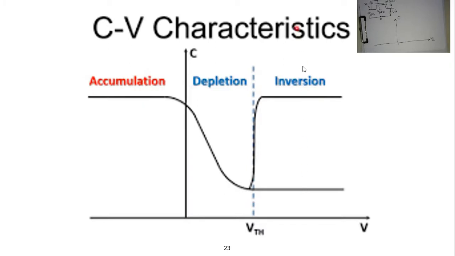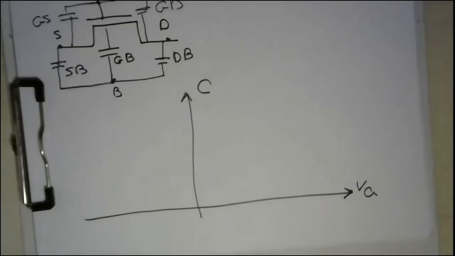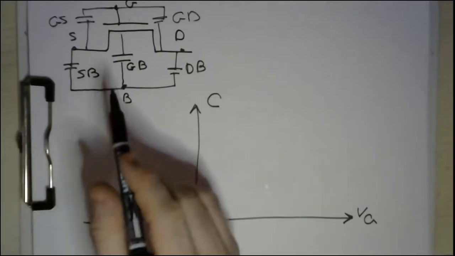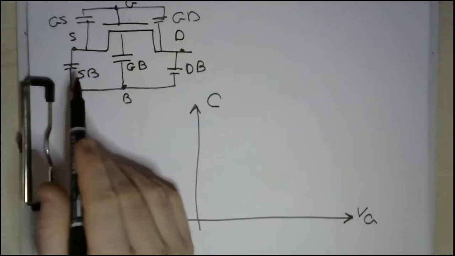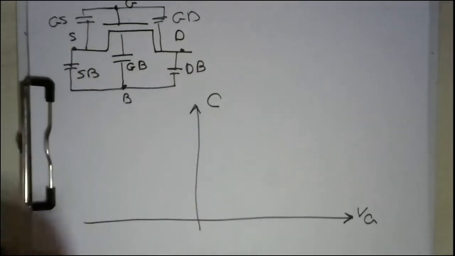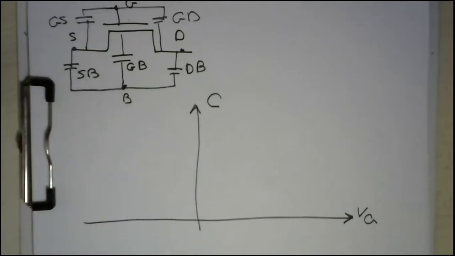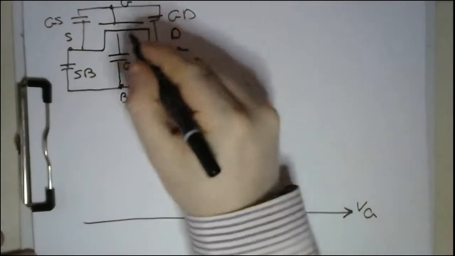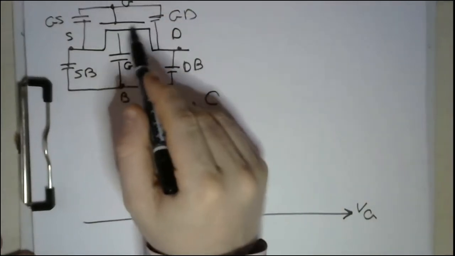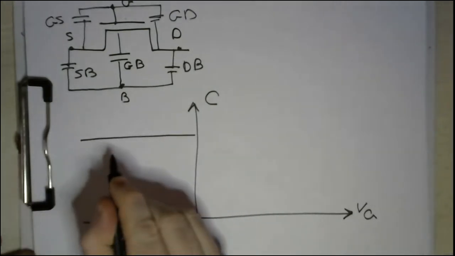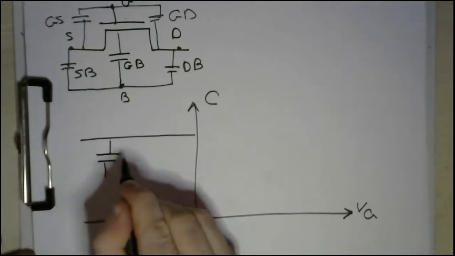Okay, let me make it one more round. So in the accumulation region, all these depletion capacitances have very minor impact. The only significant capacitance is the gate capacitance due to the oxide layer. So you have a constant somehow like that. So the capacitance you have is CG.